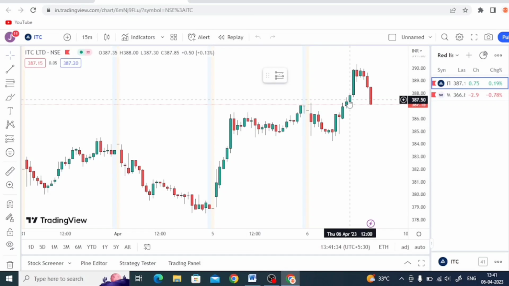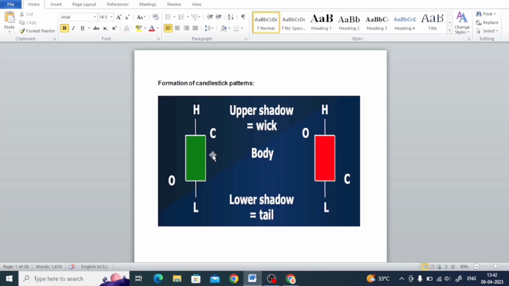Formation of candlestick patterns. The candlestick chart is similar to the bar chart, or OHLC chart: open, high, low, close, with the main difference being that the area between the open and close is represented by the wide area. This is the wide area, described as the body of the candlestick.